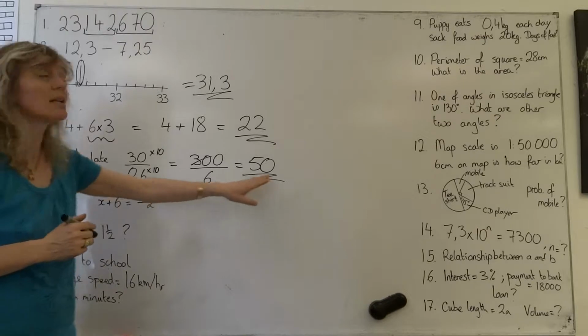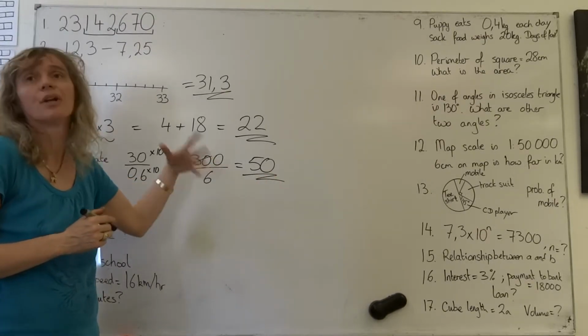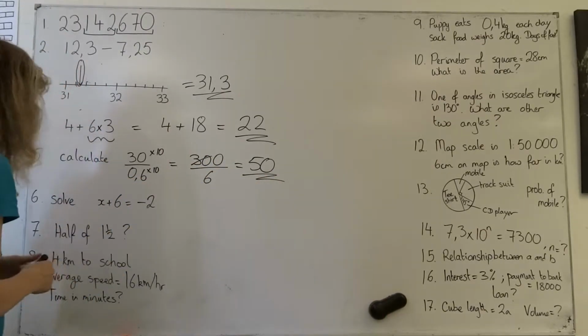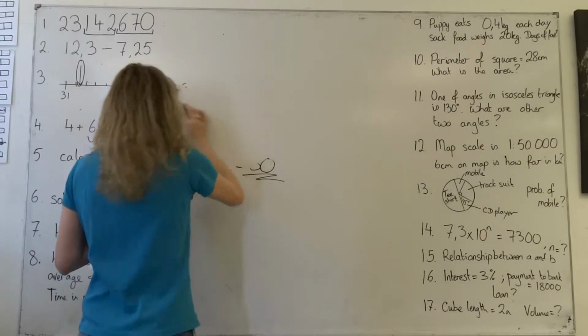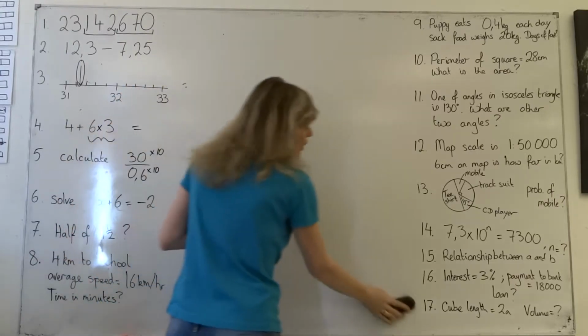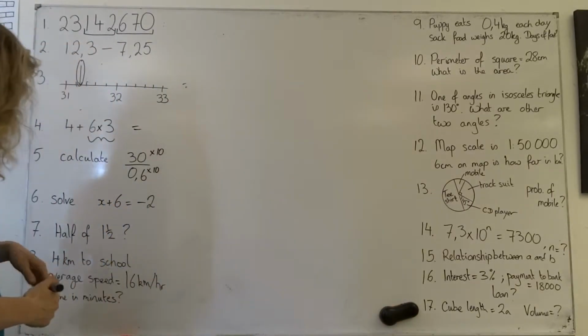Again, if we want to do a little check, is 50 times 6 300? Yes, it is. So don't lose points on these easy questions that you all know the answer to. Do the little check that makes sure you haven't made a silly mistake.